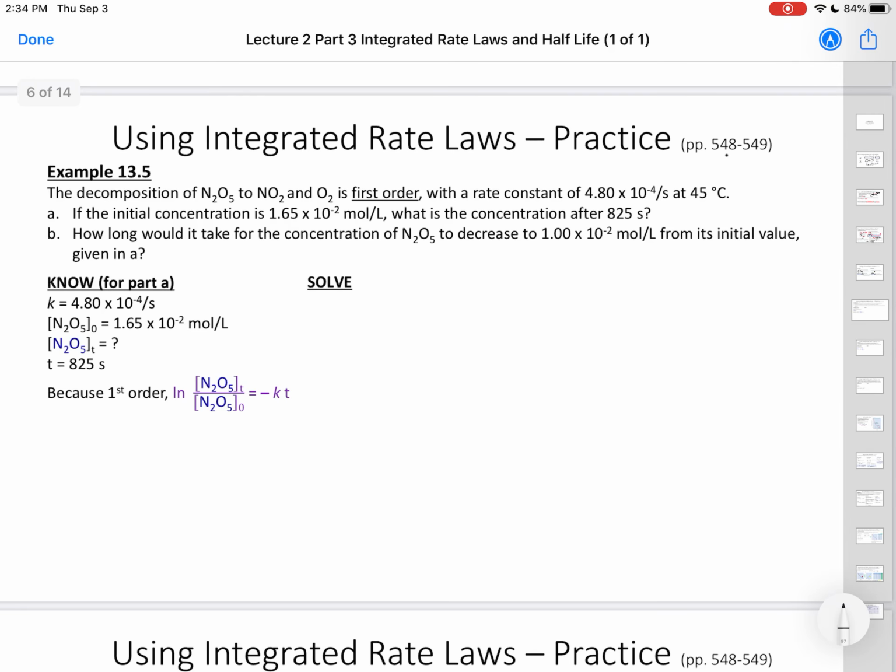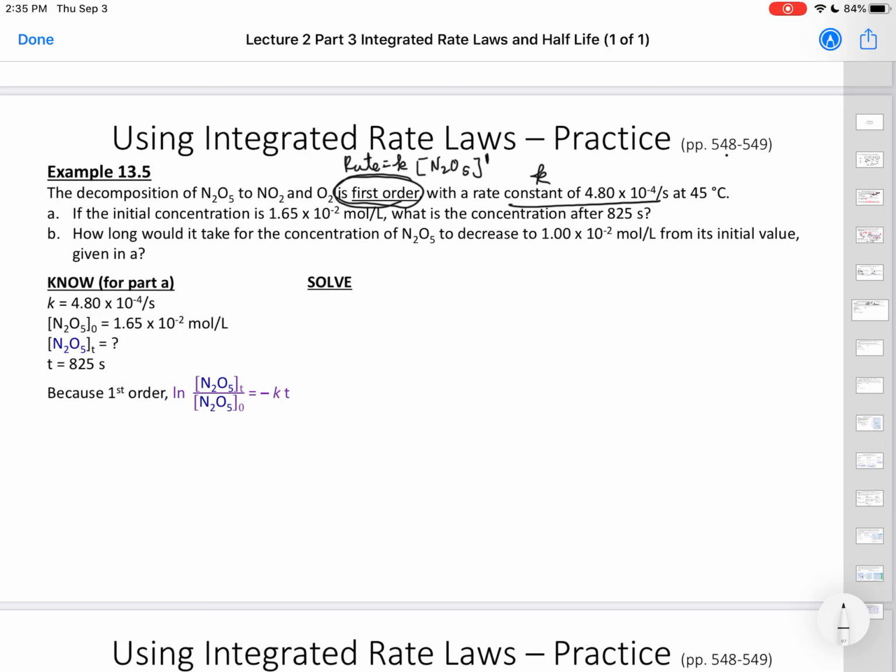So let's read the problem here. Example 13.5 from your book says that the decomposition of N2O5 to NO2 and O2 is first order. It's very important that you pick up that it is first order, okay? So what they're saying is that rate equals k times N2O5 to the first order, okay? And it has a rate constant of this, okay? The rate constant is k, right? At 45 degrees.